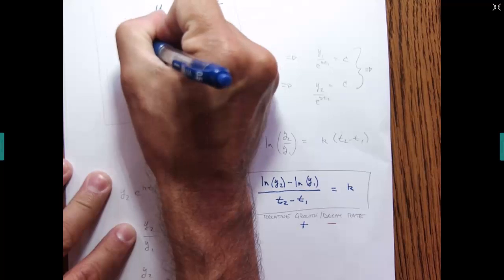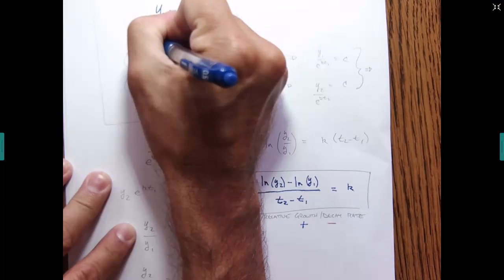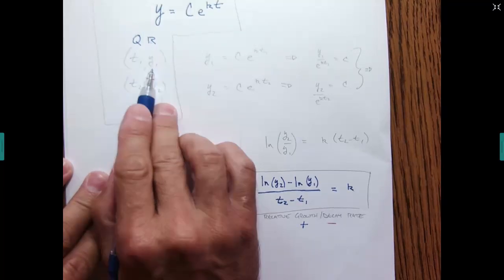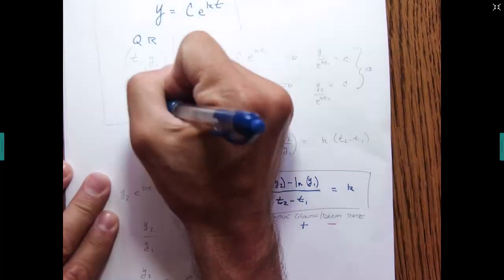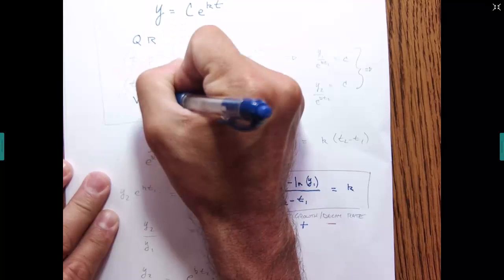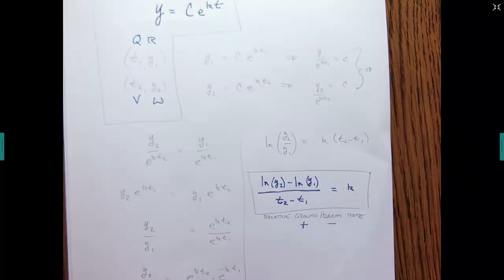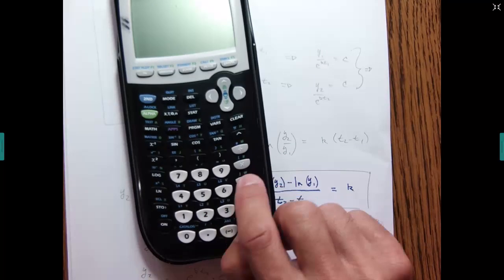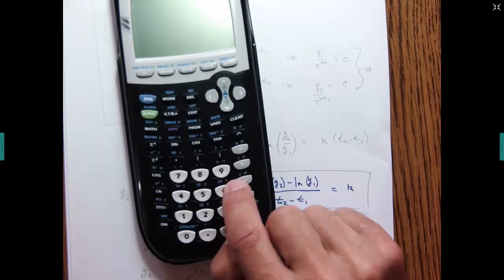You can see how I've ghosted it out. I planned this ahead of time. Q and r. So q is going to be my t1, and r is going to be my y1. And then I'll use a V and a W. Now you truly can pick anything you want, but you can see it's just convenient because they're next to each other here and here.